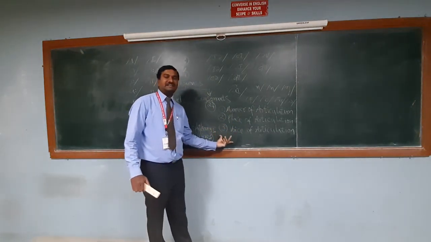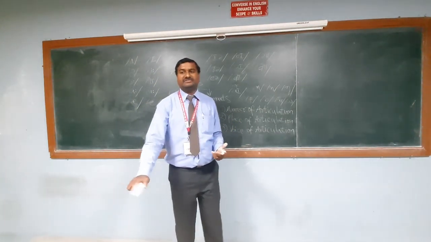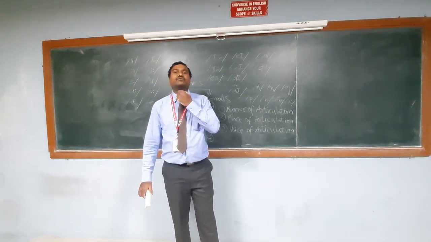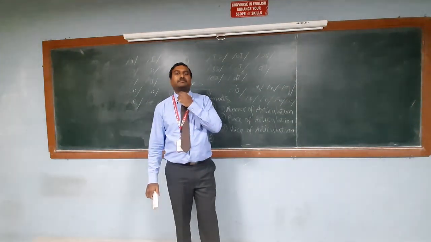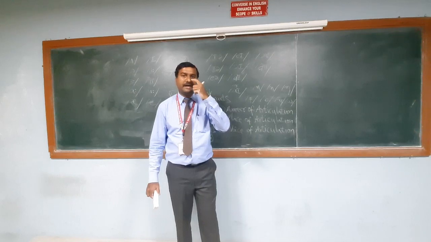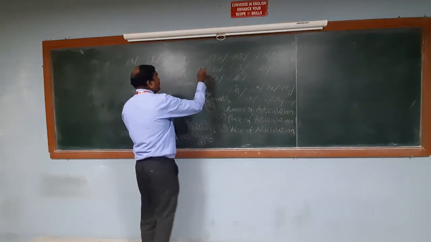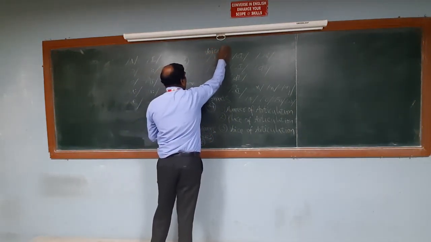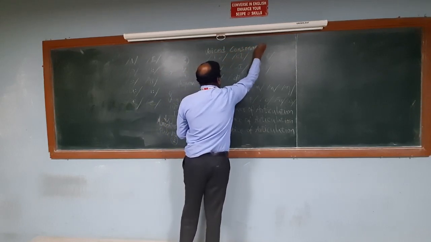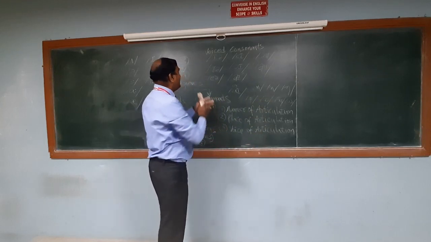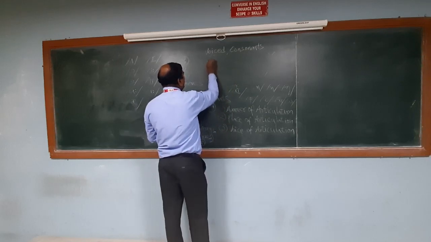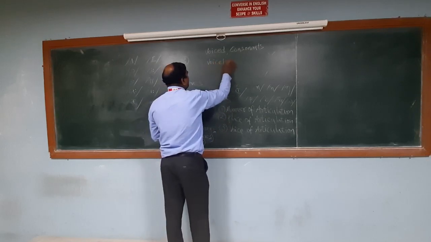And here, voice of articulation. What is voice of articulation? In the production of consonant sounds, vocal cords can be vibrated. If we have more vibration of vocal cords, they are called voiced consonants. And if they are not vibrated much, if they have less vibration, they are called voiceless consonants.